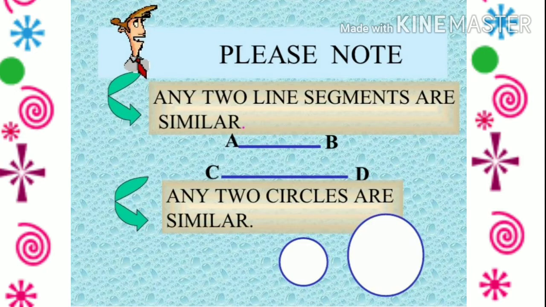First I am going to take a line segment. Any two line segments are similar. See here, AB is a line segment and CD is also a line segment. They have the same shape but not the same size. Even so, AB and CD are similar lines. Clear? Next, circle. Any two circles are similar. The radii are different, that is, same shape but not the same size. Even so, the circles are similar.